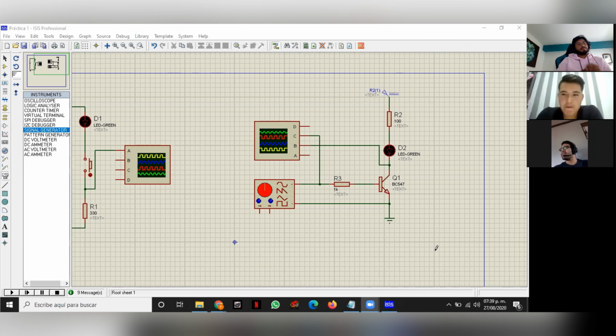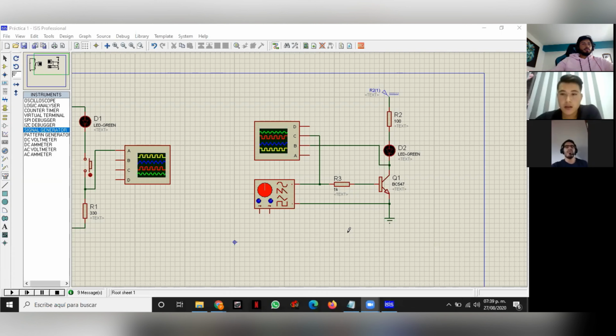Hi, good evening. Well, we're going to talk about our lab practice, number one. In this lab practice, we're going to basically control the brightness of an LED. We are going to use a basic control circuit.